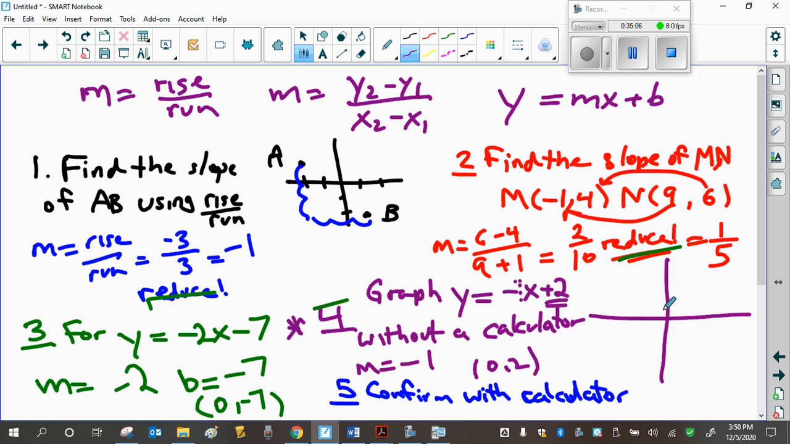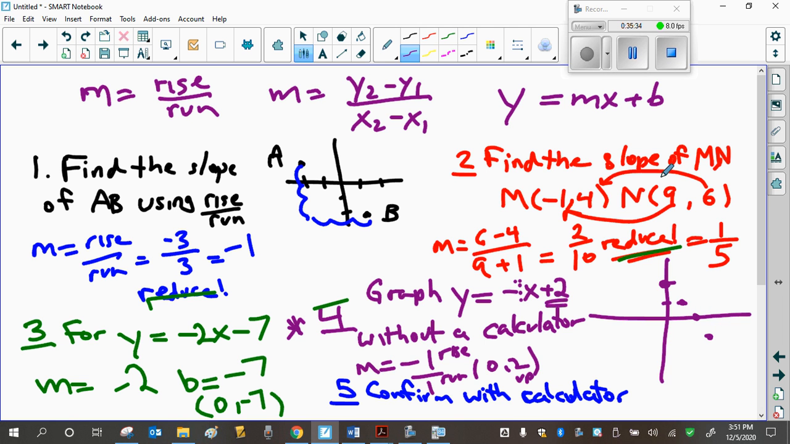So now I graph. Remember I said plot the point first. So 0, 2 is 2 up. And then the slope is -1, which is -1 over 1, which is -1 rise, 1 run. So 1 down, 1 to the right. 1 down, 1 to the right.